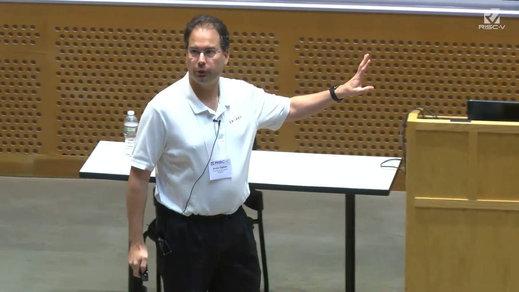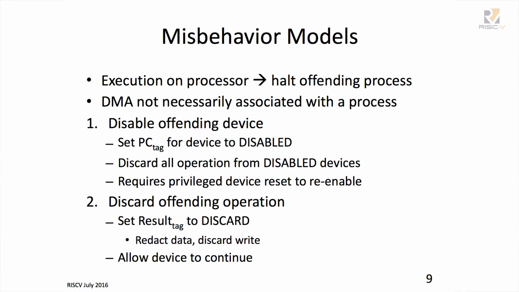Now, that may be too extreme, so we also provide a model to say, well, maybe I'd just like to redact that particular operation, in which case we're going to set the tag on the result to say discard, and we'll discard that operation. If it's a write, we just won't allow that write to occur so nothing gets corrupted. If it's a read, we'll zero out the data so that we don't end up sending out any data we had not intended to send out, but otherwise we'll allow the device to continue.